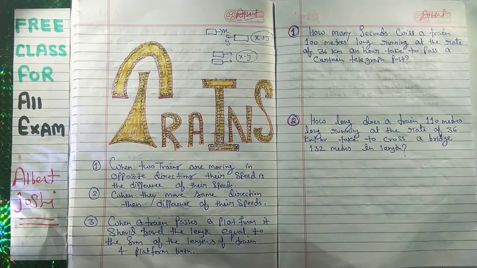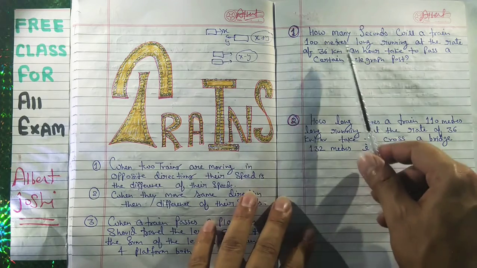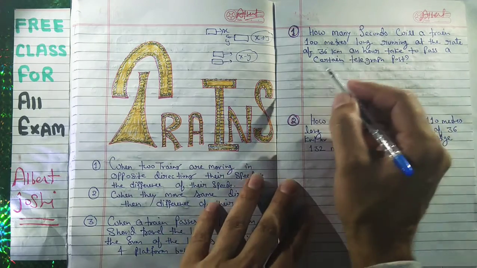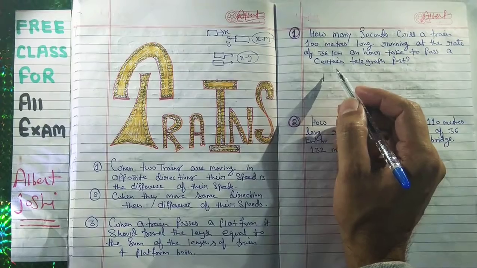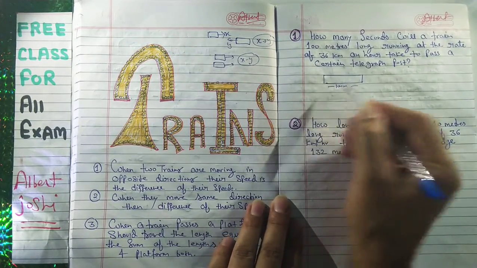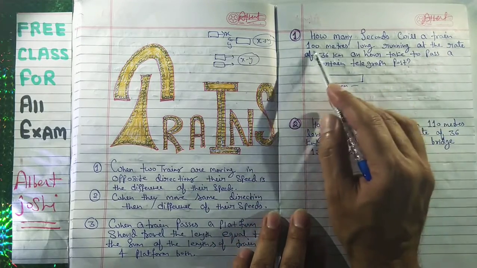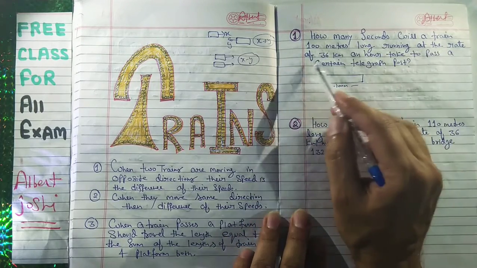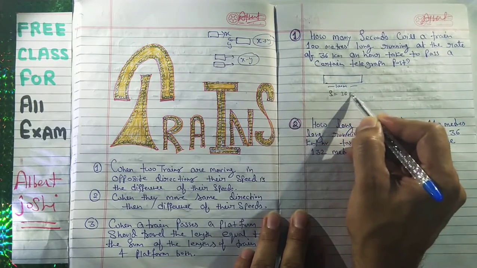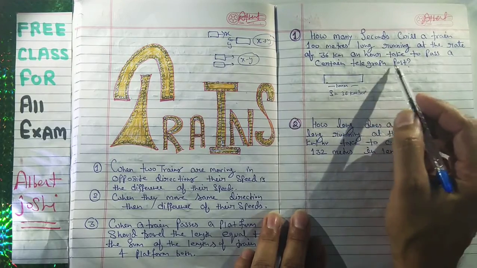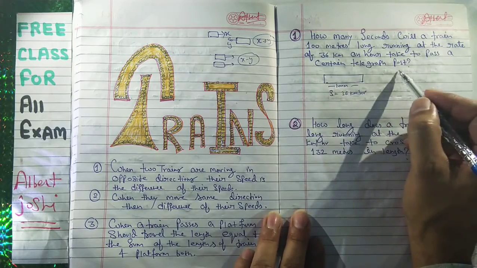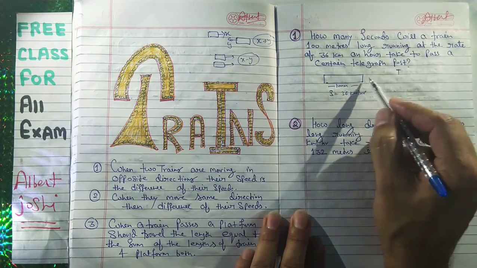Okay, so we will start. The first question is, how many seconds will a train 100 meter long, running at a rate of 36 km per hour, take to pass a certain telegraph post? So the length of the train is 100 meter. He has given you the speed as 36 km per hour. So there is a telegraph post, and it will pass it.